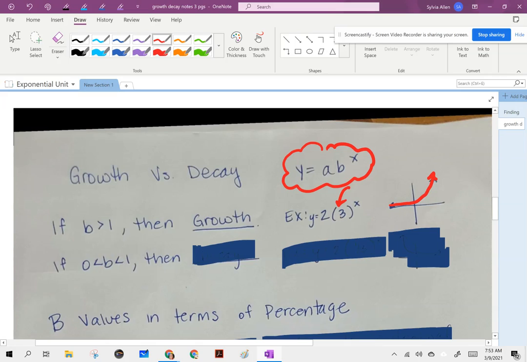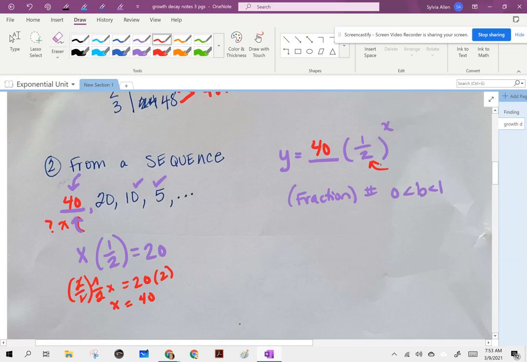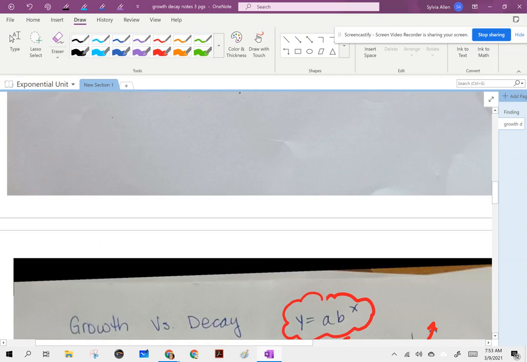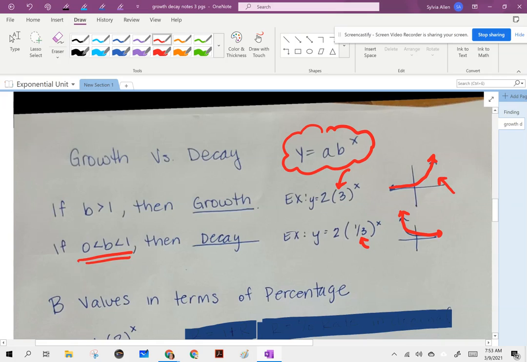All right, then the other option is, what about if your B is in between 0 and 1, which is what we just had right here, where I saw that my B value was 1/2, and we noticed that the sequence was getting smaller. All right, so when it gets smaller, it's going to be decay. So here is an example of a B value in between 0 and 1, and then the graph. Okay, and you notice how this one is getting bigger. The Y values are getting bigger. And on this one, the Y values are getting smaller, right?